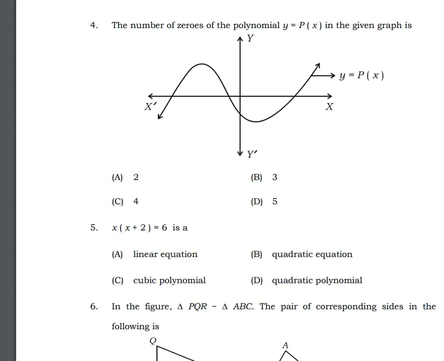Fourth question: the number of zeros of the polynomial y is equal to p of x in the given graph is. So here if you look at the graph, the polynomial p of x meets the x-axis at 3 points. So these are the 3 points at which the curve is meeting the x-axis. Therefore, the correct option is 3, which is the option B.